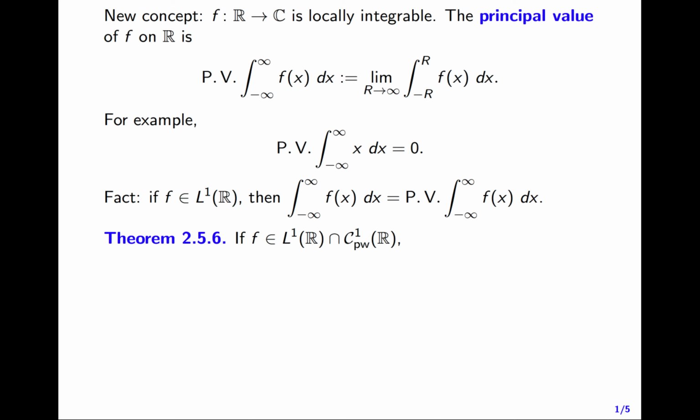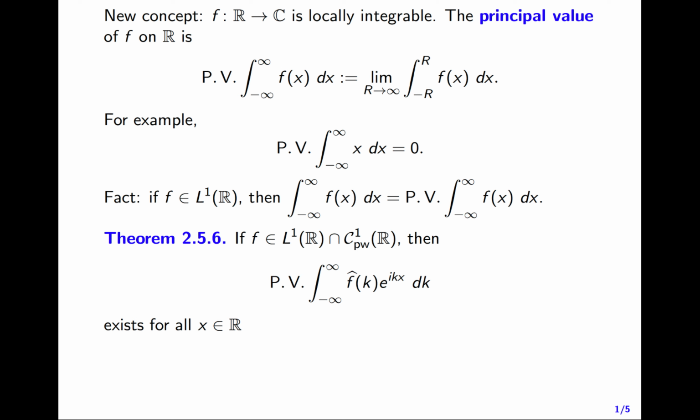Here's how we're going to use this tool. Say we have a function f that's in both L1 of R and C1 piecewise, so f is absolutely integrable and piecewise continuously differentiable on R. Then first, the principal value of the integral from minus infinity to infinity of f hat of k, e to the ikx dk, exists for all x in the reals. Let's look at that for a moment. If f is in L1, then we certainly know that f hat is defined. But we don't really know anything about the integrability of f hat.